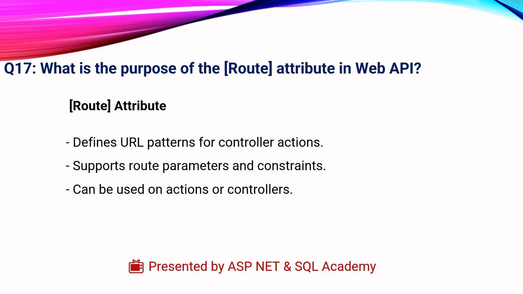The Route attribute is used to define custom URL patterns for controller actions. It allows the use of route parameters and constraints, giving you flexibility in how requests are routed to controller methods.